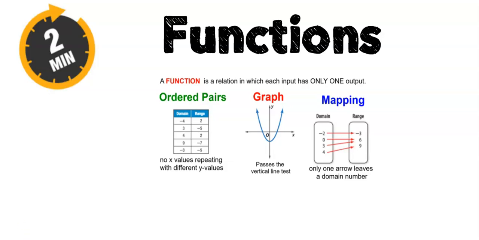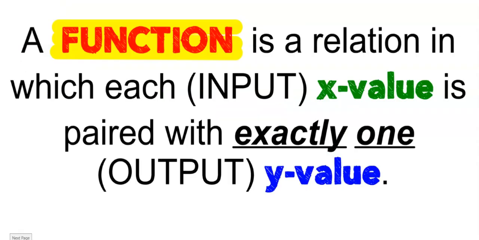Functions in 2 minutes. A function is a relation in which each input is paired with exactly one output. A relation is a group of numbers. An input is an x-coordinate or x value, and an output is a y-coordinate or a y value.